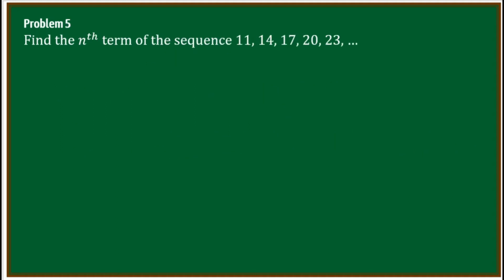Find the nth term of the sequence: 11, 14, 17, 20, 23. So, tingnan natin. 11, 14, 17, 20, 23. Check natin kung may common difference. 14 minus 11, 3. 17 minus 14, 3. 20 minus 17, 3. And 3. So, since may common difference, ma-assume na natin agad na ito ay arithmetic sequence.